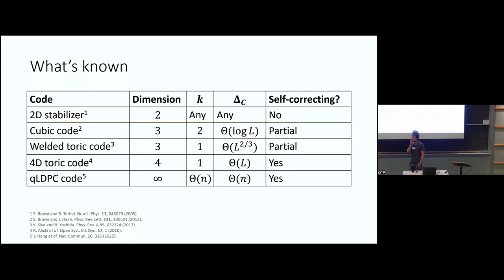Sorry? Like, is it possible to get partial self-correction in 2 dimensions? Yeah, because I guess if there's no energy barrier, then probably it will not be possible.